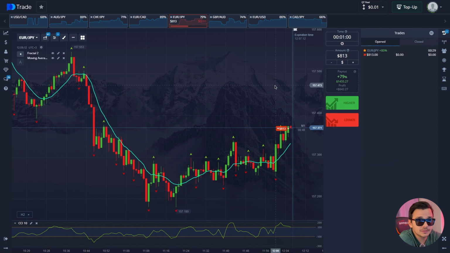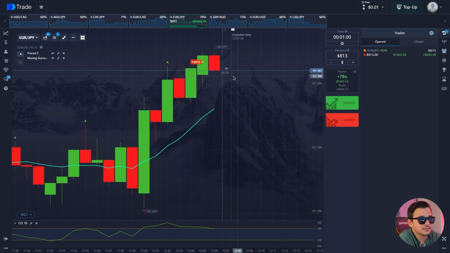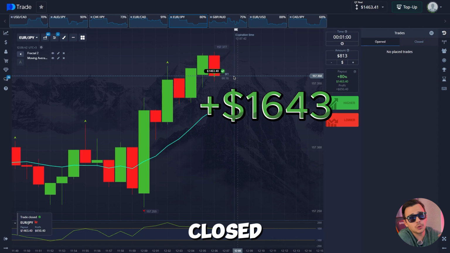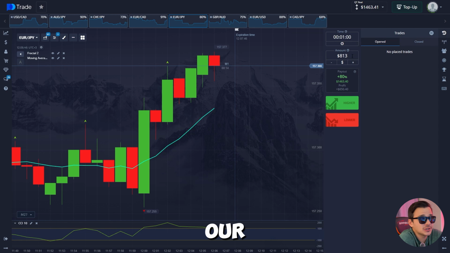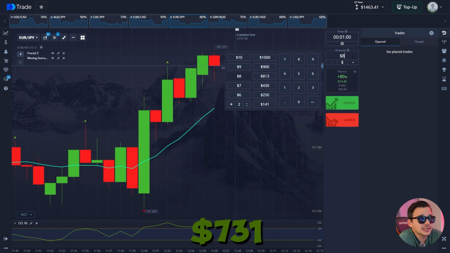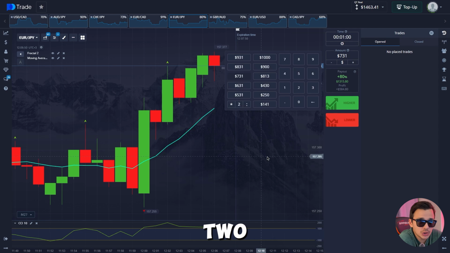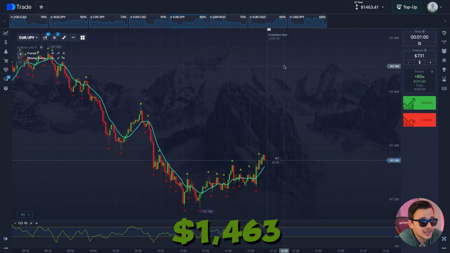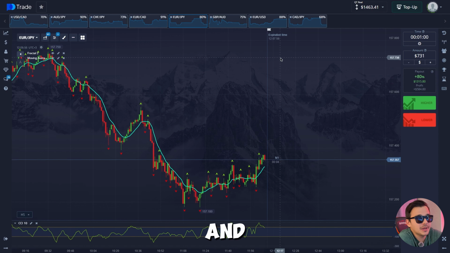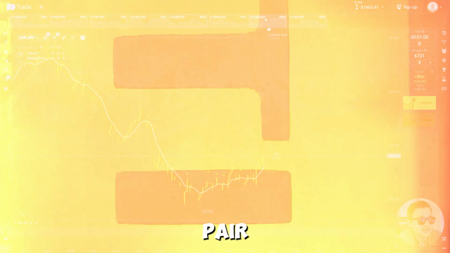Let's watch the result of this trade. There are several seconds left, guys. And the next trade we have closed in plus. Let's change the amount of the value of our trade. Let's put $731 and open two trades for the amount of $1,463. Let's go ahead and pick up the next currency pair.